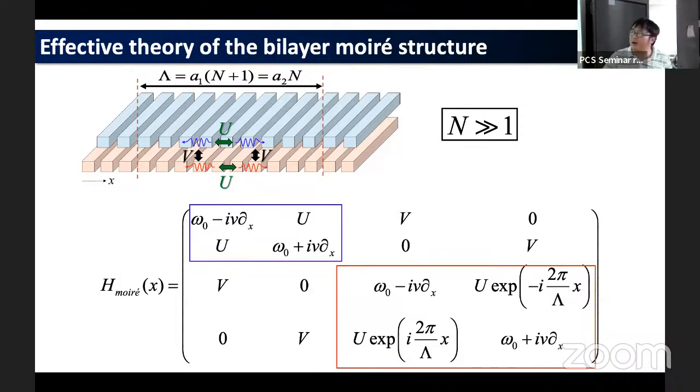So if we take a look at the diffraction U here, there will be a phase shift between them, changing depending on whether we are at the beginning or in the middle of the moiré cell. So that's why you can see there's this phase term in the intra-layer of the bottom grating part.